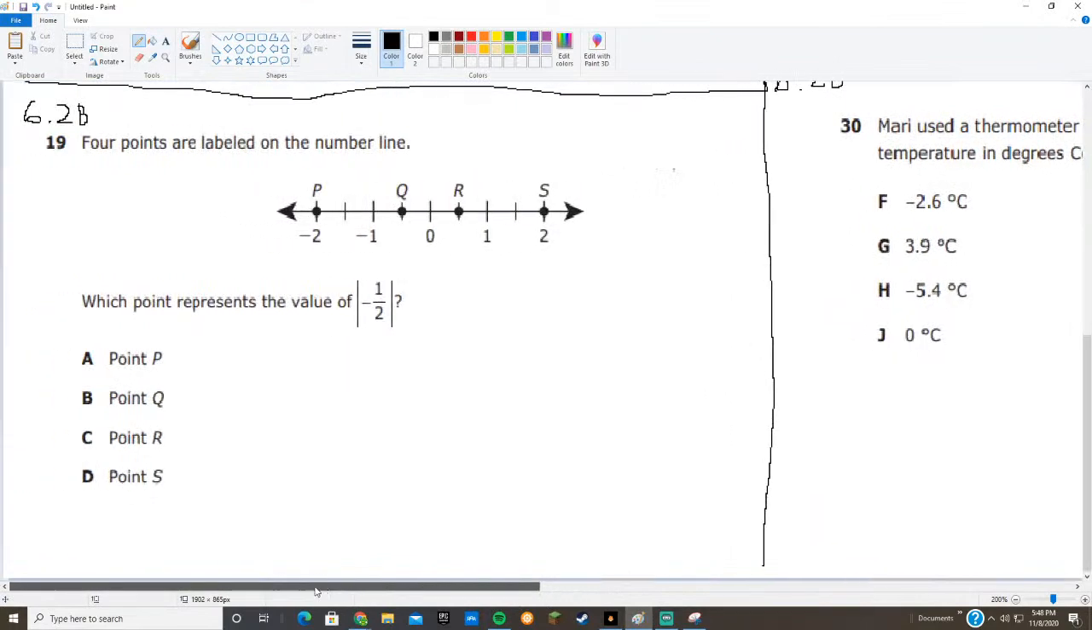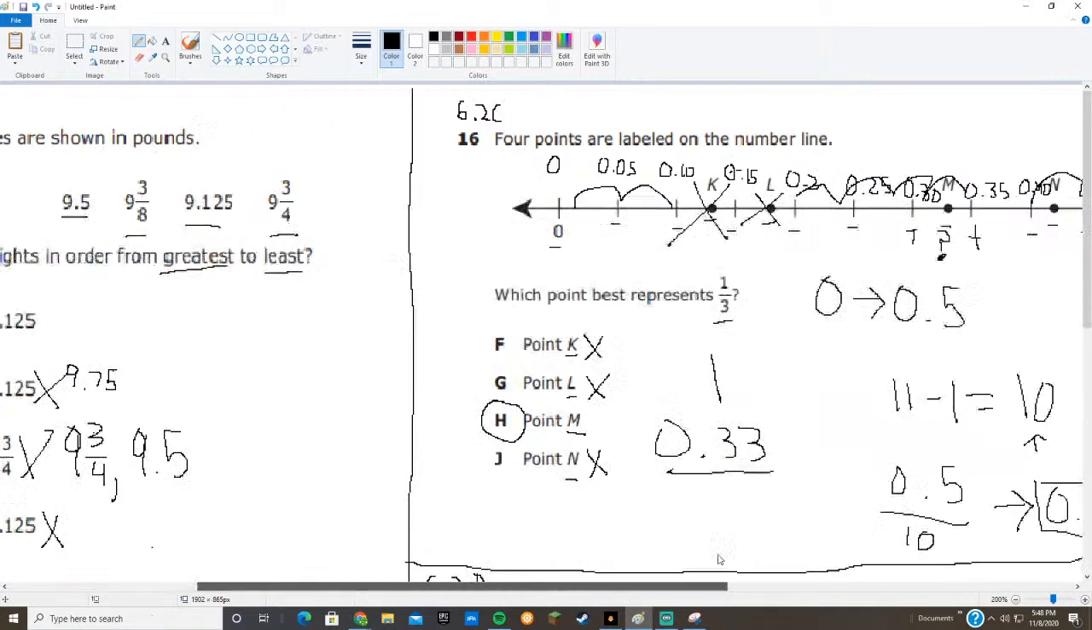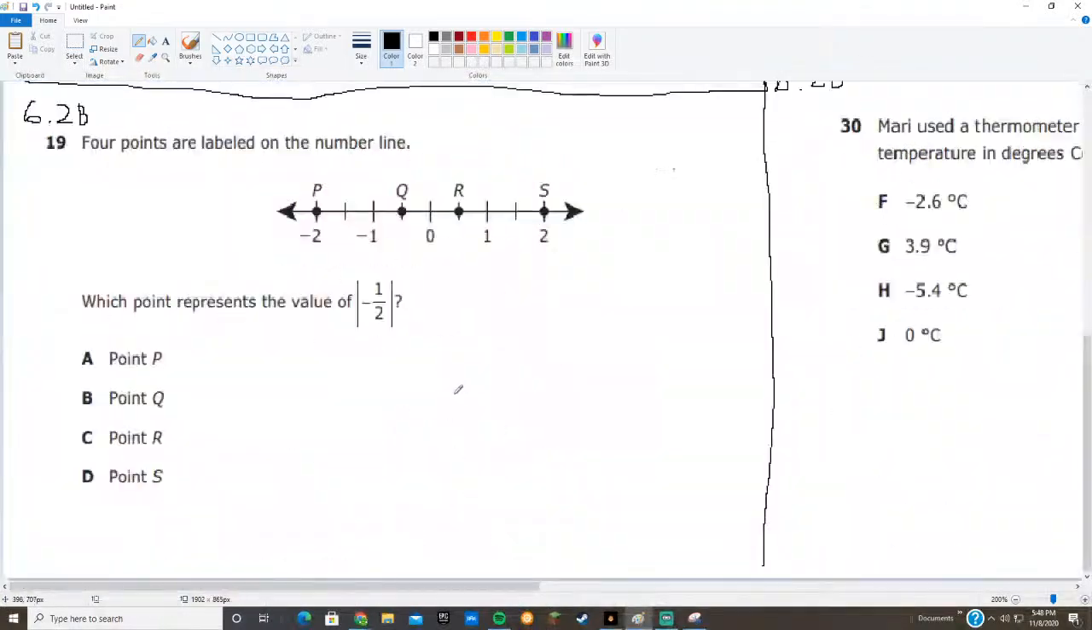Our next question is, we have two questions after this actually. This one and then the one after, and then we'll be done. 4 points are labeled on the number line. So it was kind of what we did up here with the number line. We're using a number line again. So 4 points are labeled on the number line. Which point represents the value of the absolute value of -1/2?